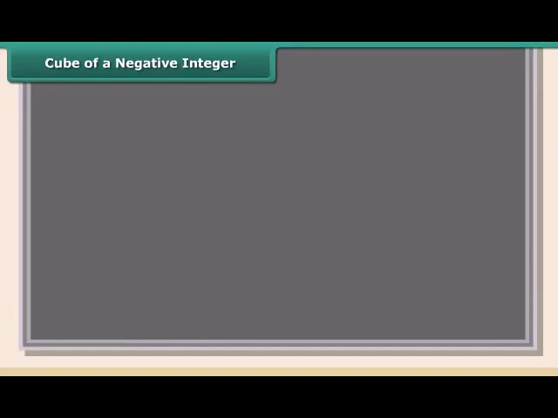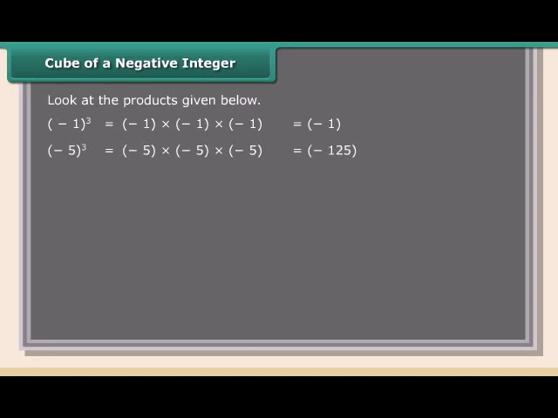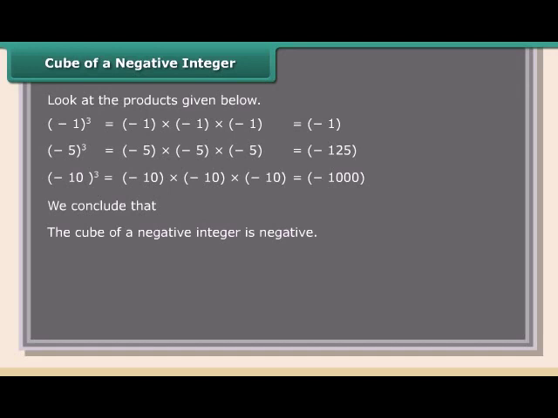Cube of a negative integer. Look at the products given below. -1 cube is equal to -1 into -1 into -1, which equals -1. -5 cube is equal to -5 into -5 into -5, which is equal to -125. -10 cube is equal to -10 into -10 into -10, which is equal to -1000. We conclude that the cube of a negative integer is a negative.